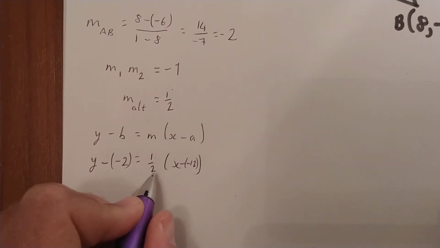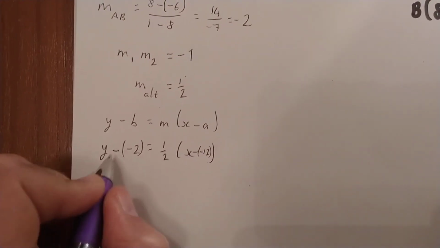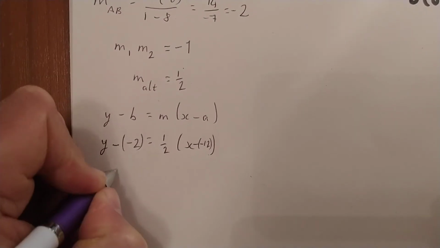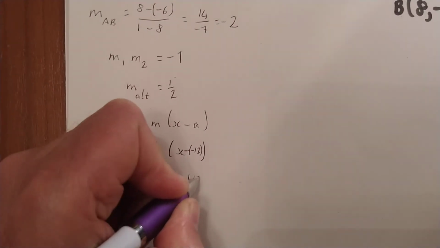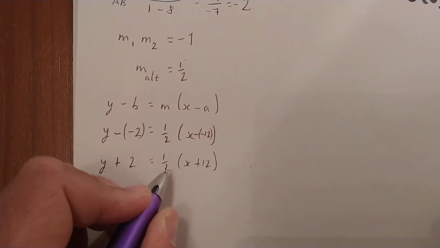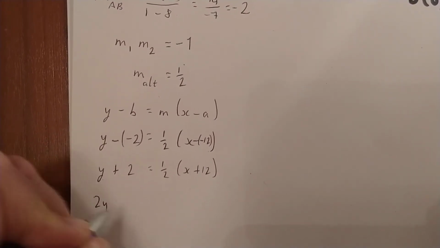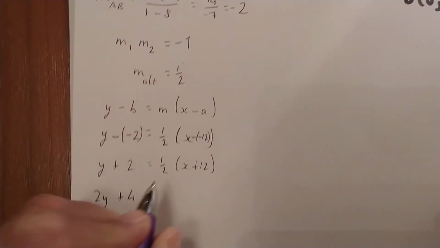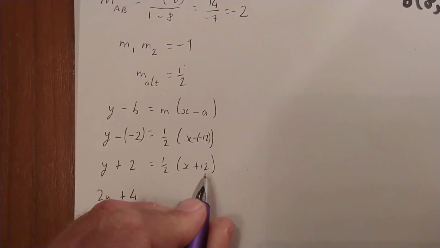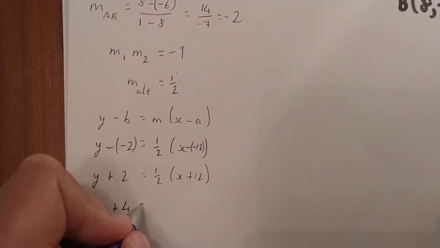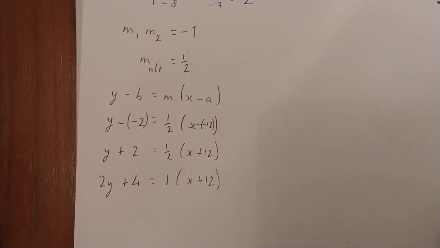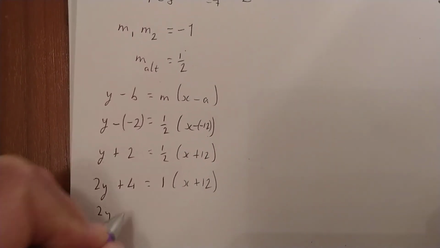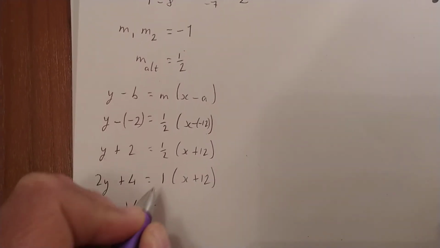I'd not immediately multiply out by the denominator here to get rid of it, but this take away negative each time is a little bit clumsy, so I'm just going to tidy that up first. Y plus 2 is a half, x plus 12. Now I'll get rid of my fraction, 2y plus 4. So we're multiplying both sides by 2. Multiplying the right-hand side by 2 cancels the divide by 2. So I just get left with 1 bracket x plus 12, which is, of course, just x plus 12. 2y plus 4 equals x plus 12.